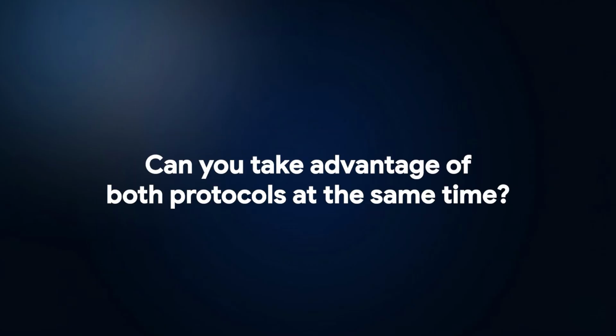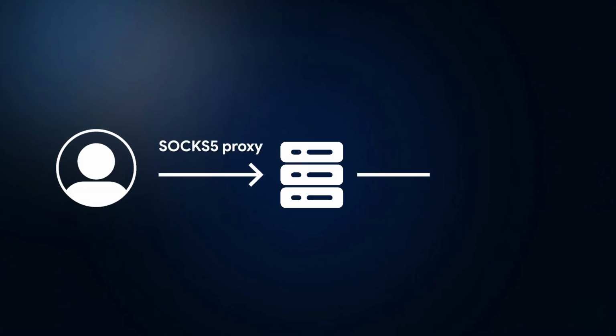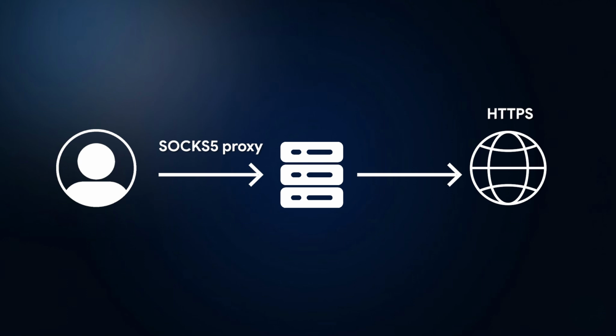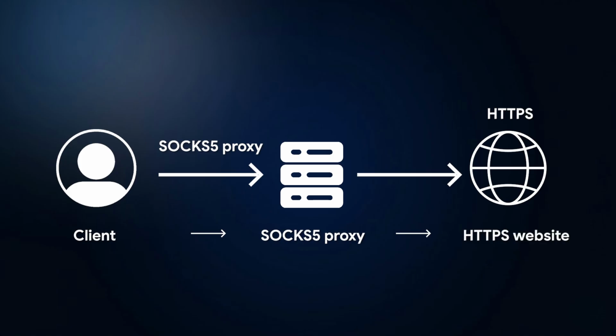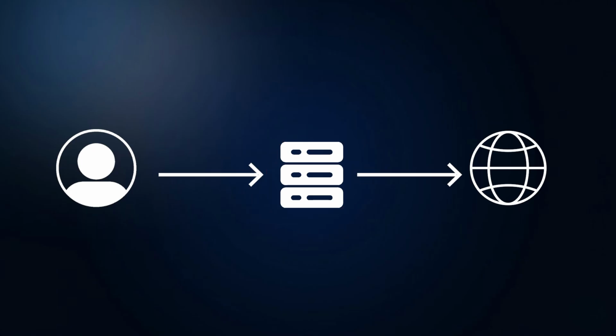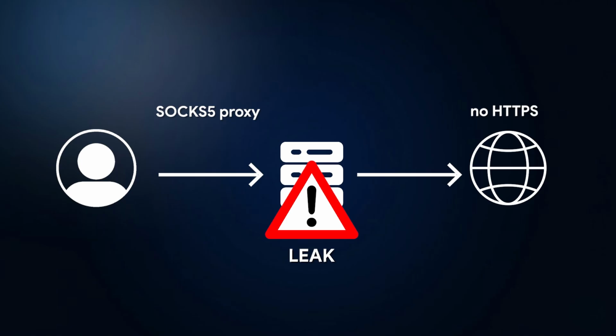So, can you take advantage of both protocols at the same time? The answer is yes, and in fact, you're probably already doing it every day. For example, imagine you're using a SOCKS5 proxy and then access a website that uses HTTPS. In that case, your data travels from your device through the SOCKS5 proxy to the website. What's interesting is that even though your data passes through the proxy, the actual content is still encrypted by HTTPS. This means you can both hide your IP address and protect your data during transmission. However, keep in mind that if you access a website that doesn't use HTTPS, your data will not be encrypted even if you're using a proxy.